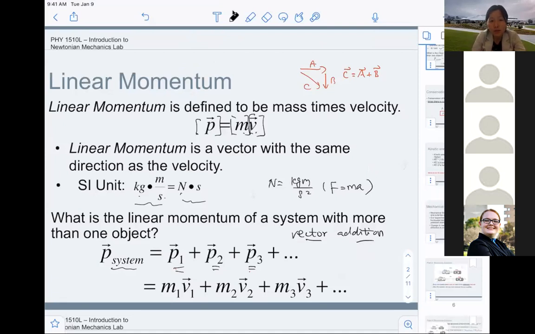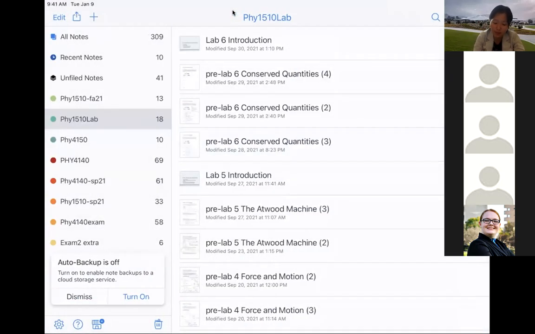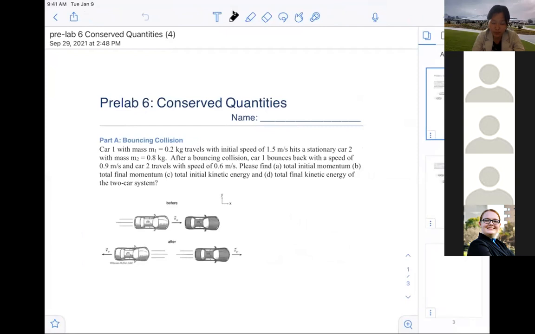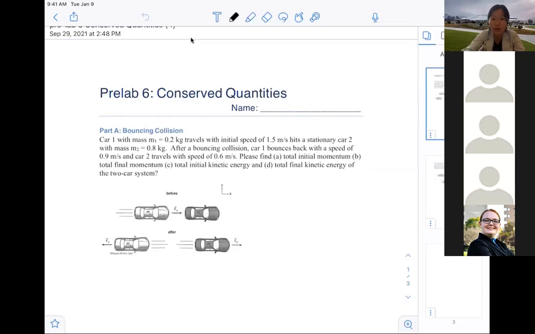All right, so let's also use our pre-lab to further clarify these concepts, and then we will look at the procedures for the lab. So let's take a look at our pre-lab. It's very similar to the actual lab we're doing, but we have some concrete numbers to work around with. So this is just to get us familiar with how to calculate these individual terms. Okay, so part A of the lab is a bouncing collision, meaning that when something hits something, it bounces back.